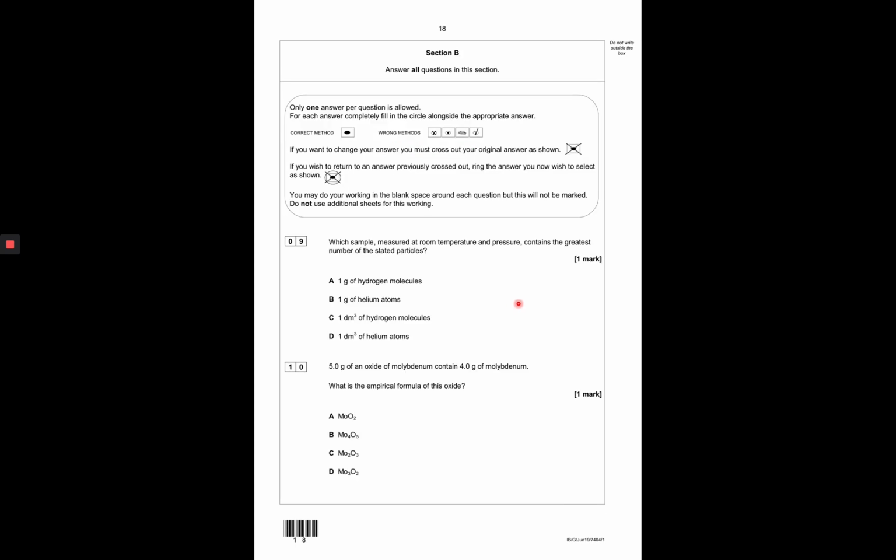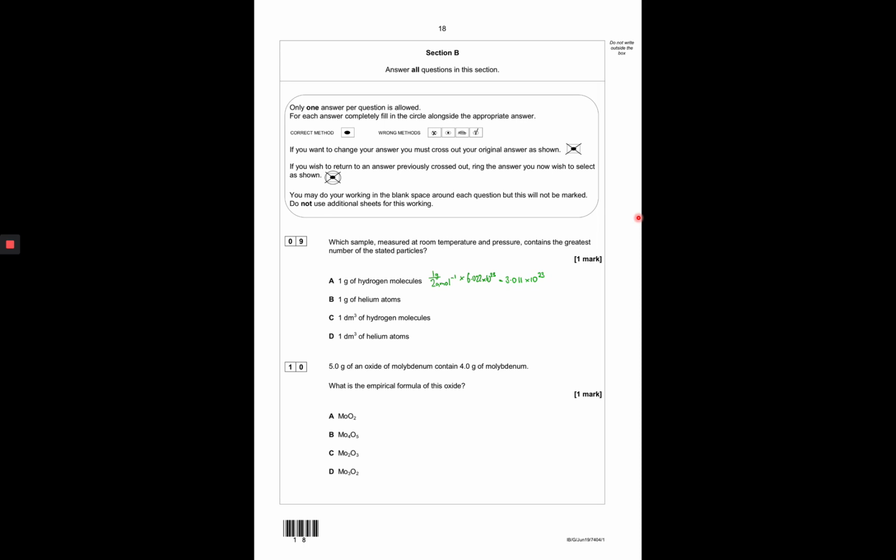Okay, so we're going to finish now by looking at the multiple choice questions. In some cases you have to do a lot of working out, and in other cases it's just a process of quick elimination. They're asking us for the greatest number of particles, so really we have to work out how many moles there are of each of these.